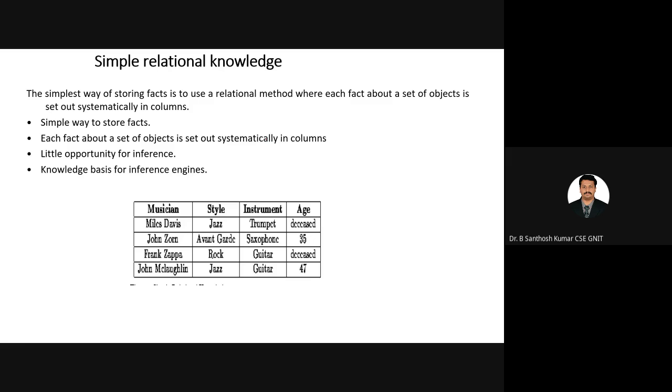Here the musician names are given, and their style, instrument, and age are also given. The first one is Miles Davis. Miles Davis is a jazz player. His instrument is trumpet, but the age is not mentioned. The next one is John Zorn. His style is avant-garde, the instrument is saxophone, and here the age is mentioned.